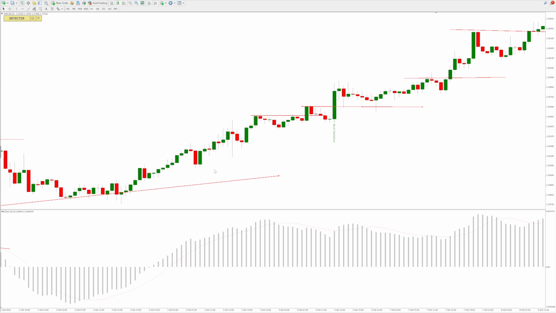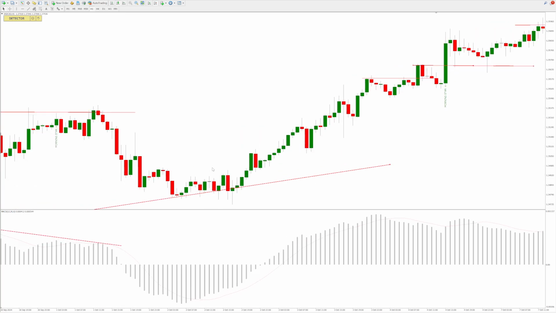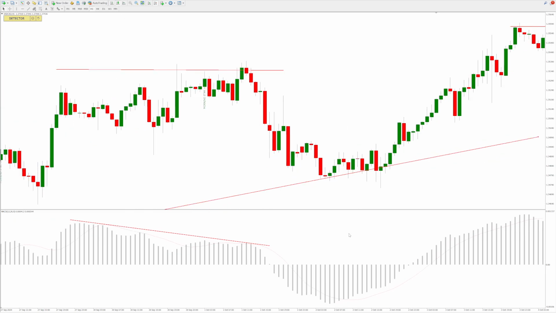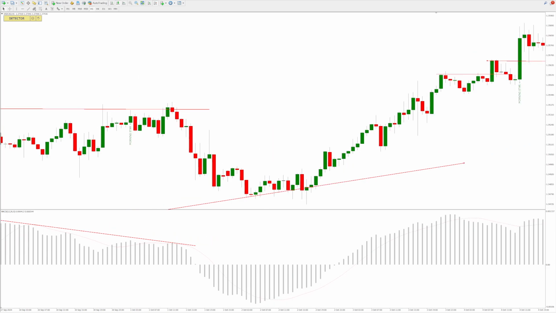So it's just good to be aware of these candlestick patterns. They can help to confirm entries or to potentially avoid trading altogether. Okay, hopefully that's given you a good overview of the Morning Star candlestick pattern.